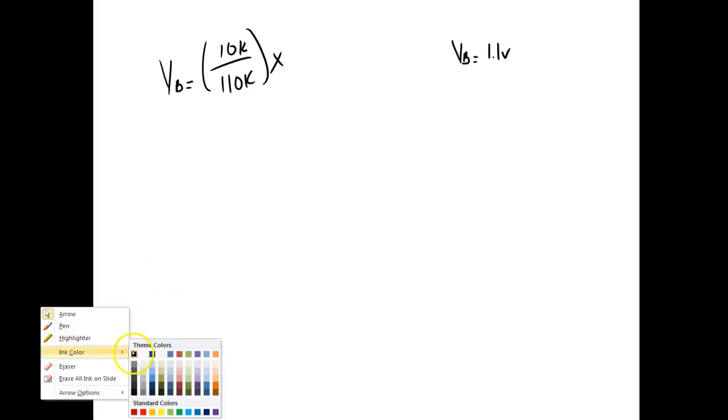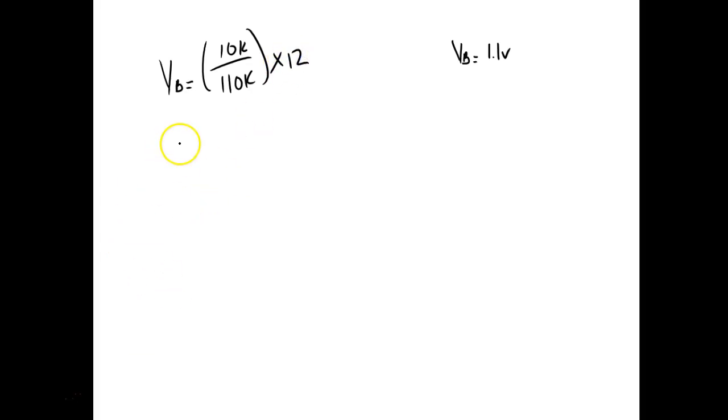So VB would be equal to VR2, which is going to be equal to 10K over 110K times the voltage. I didn't give y'all the voltage. Times 12, that's good. Where'd y'all get 12 volts from? Okay, that's fine. That was the default; I didn't put anything in there. So VB would be equal to 1.1 volts.